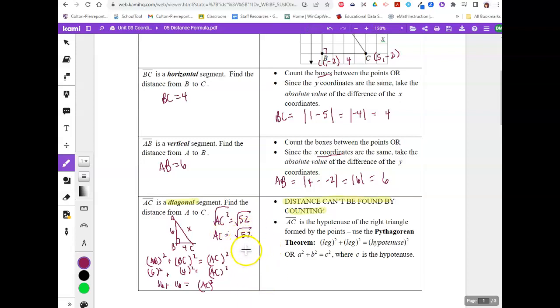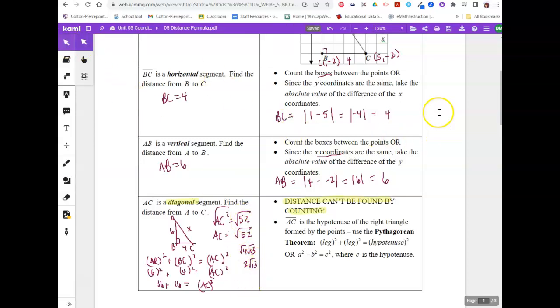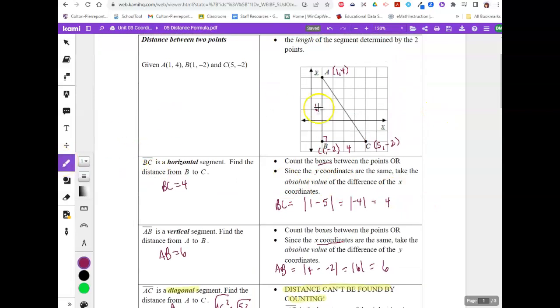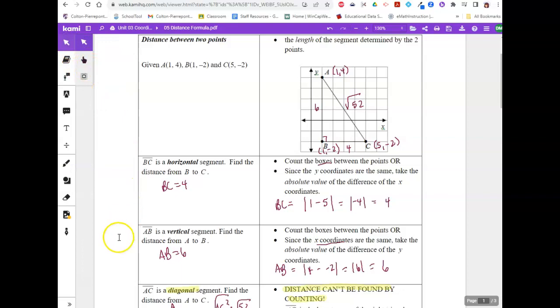All right, we can simplify that if we want to, but the square root of 52 works right now. If you want to simplify it, it's 4 times 13, which would be 2 times the square root of 13. We're going to leave it as the square root of 52 for right now. So we did this by creating a right triangle using the horizontal and vertical as the legs, and this is the hypotenuse. All right, now that is the basis for the distance formula, the Pythagorean theorem.